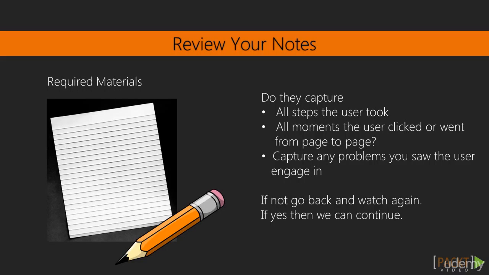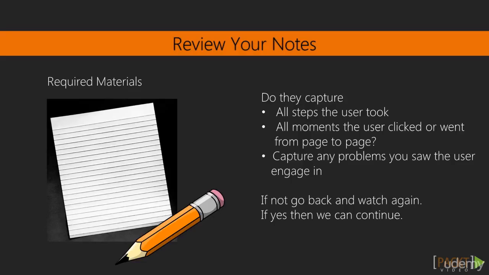Did you pay attention? Interesting, right? So let's review our observation list. Does it capture all the steps our user engaged in? Does it record all the major interactions that the user engaged in? If not, you can go back and watch again. The goal is to get all of the actions the user took during our observations. And we're going to take a deeper dive into what they mean and how to map them out.